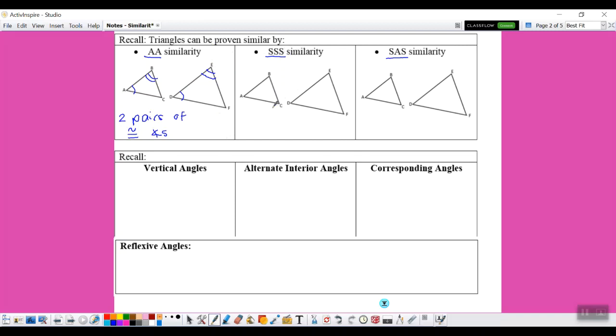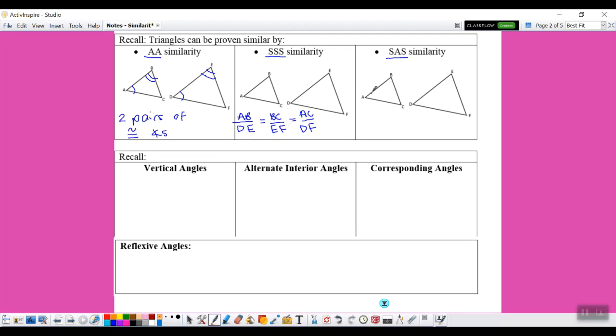Side-side-side similarity means that all the ratios of sides simplify to the same number. So AB over DE would have to be the same as BC over EF, which will be the same as AC over DF. For side-angle-side similarity, we need to use sides that border around the same angle.